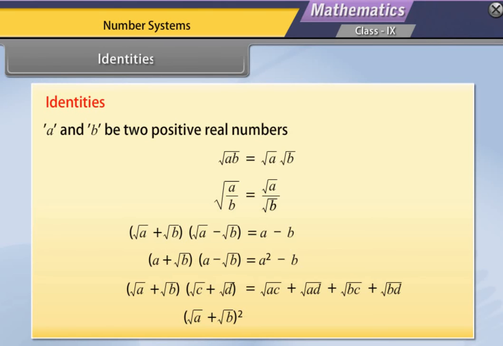Square root of a plus square root of b whole square is equal to a plus 2 square root of ab plus b. We can use these identities to solve many expressions.